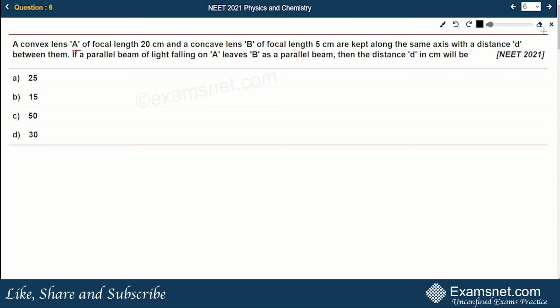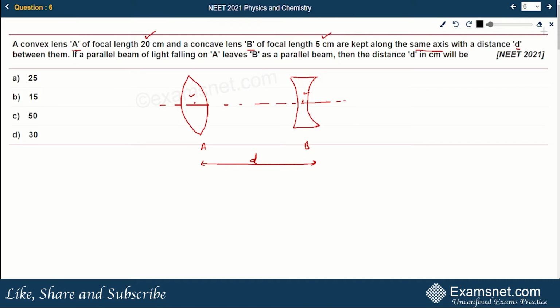Now question number 6 is from the chapter Ray Optics, class 12, and the question is, a convex lens A of focal length 20 cm and a concave lens B of focal length 5 cm are kept along the same axis with a distance d between them. So let's first draw these lenses. Okay, first one is your convex lens or lens A and the second one is concave lens or lens B, right? Now the distance between these two, suppose this is your optical center of convex and this is of concave, so this distance will be d centimeter, right? And they are located on the same axis.